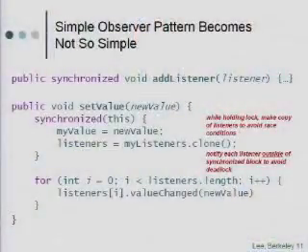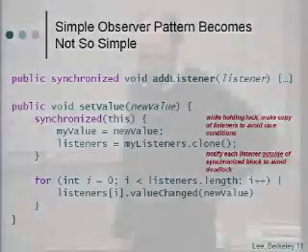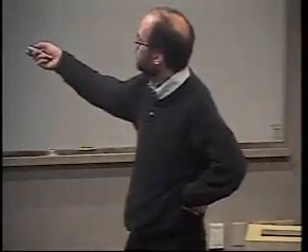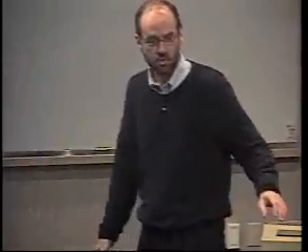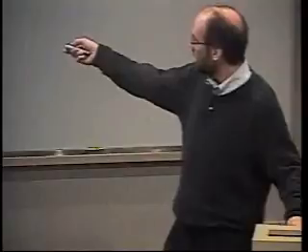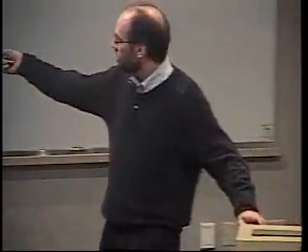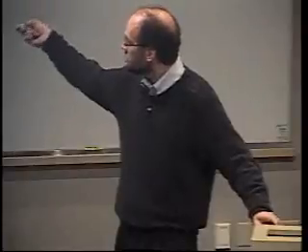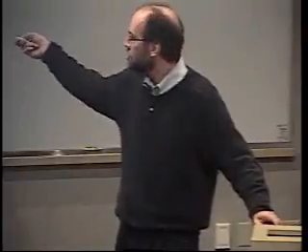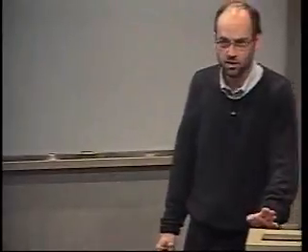So we can try to improve on the design. One way to improve on the design would be to do the notification outside of the synchronized block. This also addresses the performance problem, because we're not going to hold the lock while we do the notification. But there we have a risk because now we have to ensure that the list of listeners doesn't get changed while we're doing the notification.